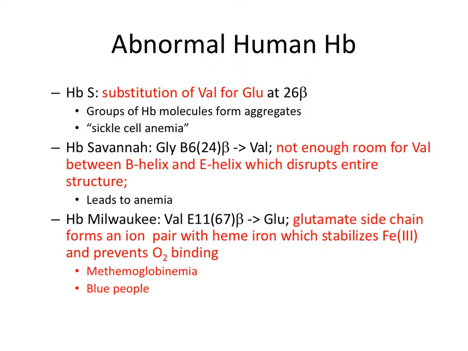For HbS Savannah, it's a glycine to valine mutation. And you can imagine, what does glycine look like? What is the R group on glycine? It's a little hydrogen, valine's really big, and so because of this, it actually disrupts the conformational change upon oxygen binding, and so it is a type of anemia, since oxygen can't bind as easily. And there's one called HbS Milwaukee, and here we have a valine to a glutamate. So valine, what kind of side chain is a valine?